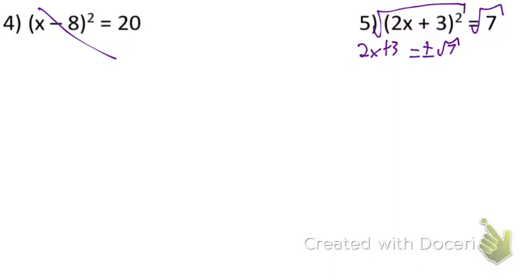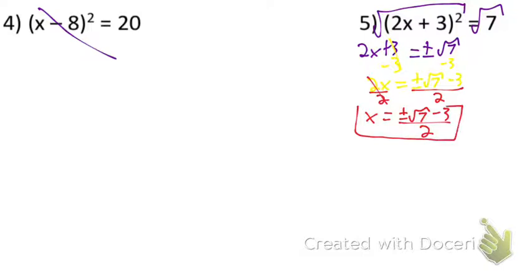Okay, now is x by itself? No. Subtract 3. Once again, we don't know what that is, but we can write it. 2x is equal to positive or negative square root of 7 minus 3. Is x by itself yet? Still no. Divide by 2. Divide everything by 2. X is equal to positive or negative square root of 7 minus 3 over 2. Is there anything more we can do without rounding? No. So that means this is my exact answer.